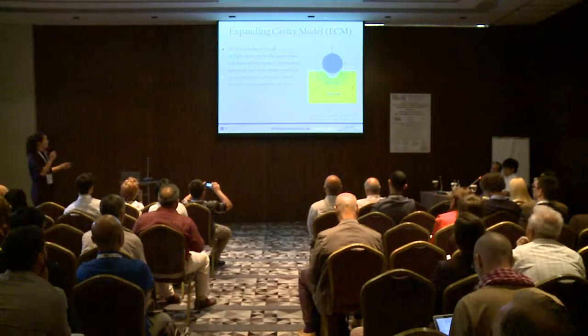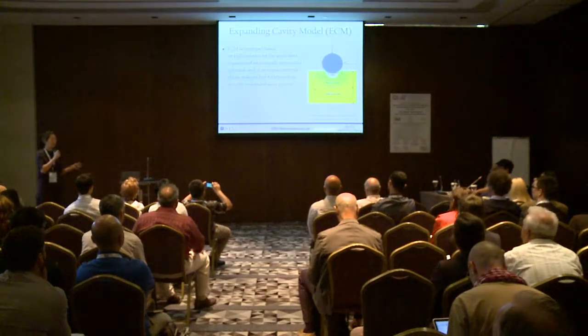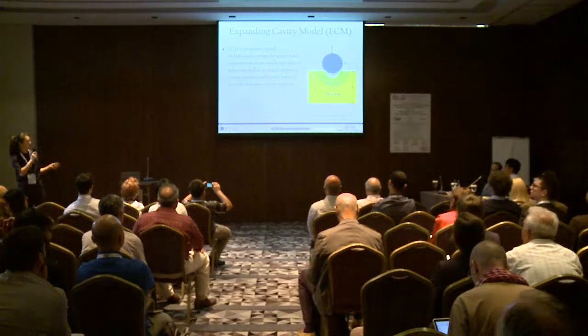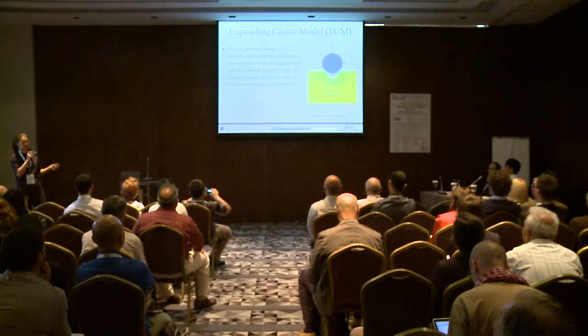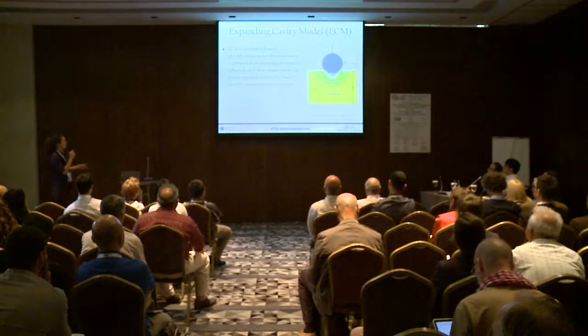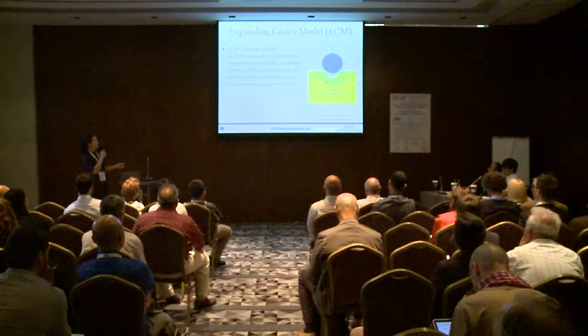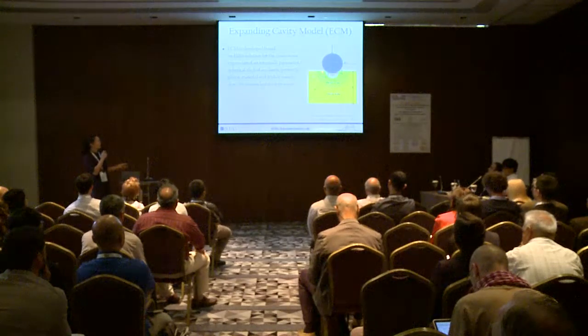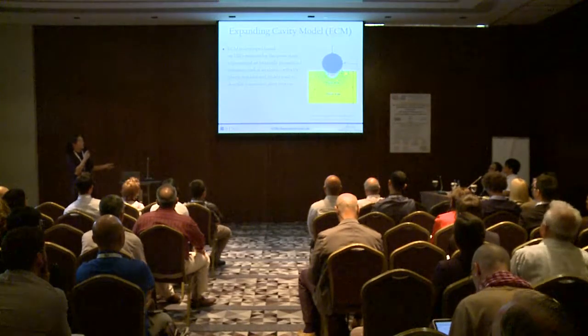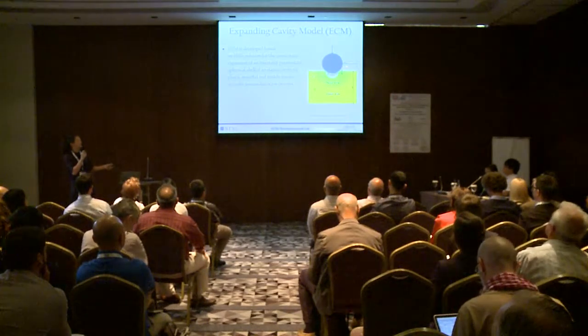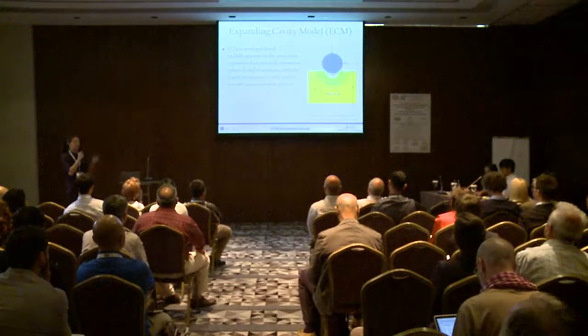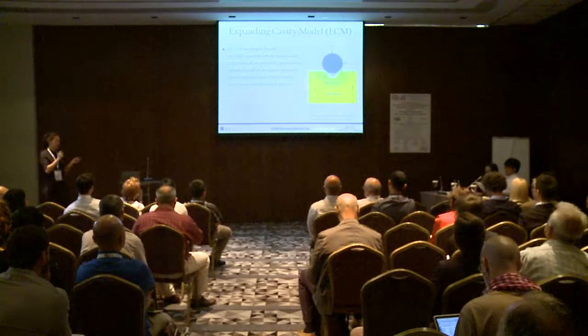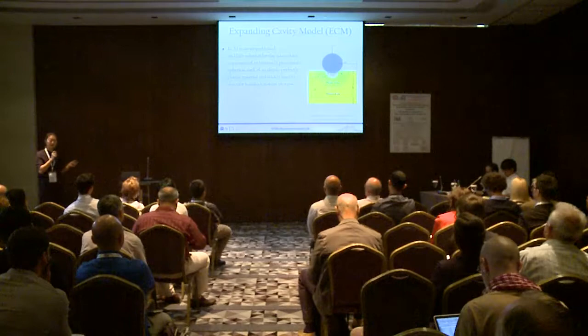Our starting point is the expanding cavity model. This was proposed a long time ago and is widely used to describe the indentation process. The key message here is that we have a spherical indenter, and we will have a hemispherical plastic zone around this indenter. That's the key message. It will influence us when we introduce hydrogen into this model.